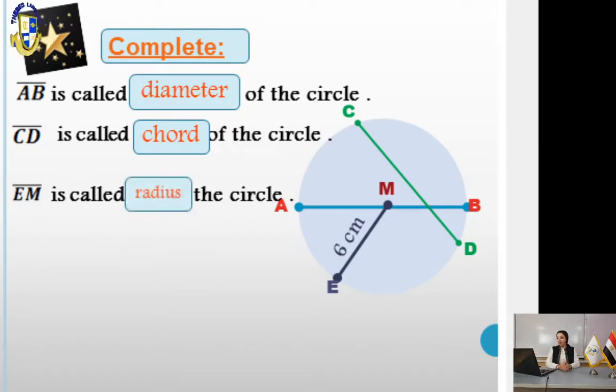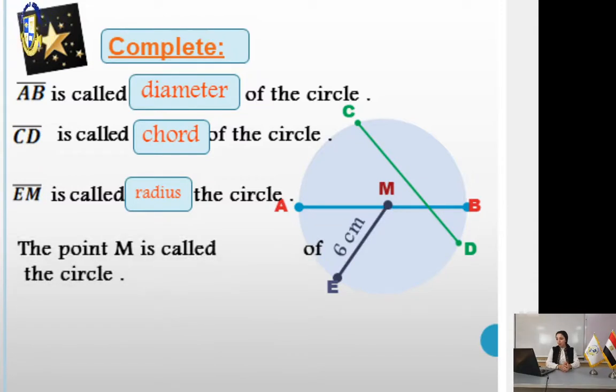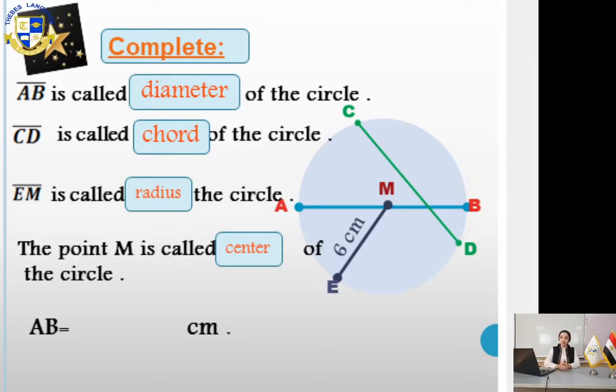Excellent. The next one, the point M is called what of the circle? This point is the midpoint of the circle, so it is the center of the circle. Here I want to know the length of AB equals how many centimeters? AB here is the diameter. What is the length of AB? We have ME equals 6 centimeters. ME is a radius, right?